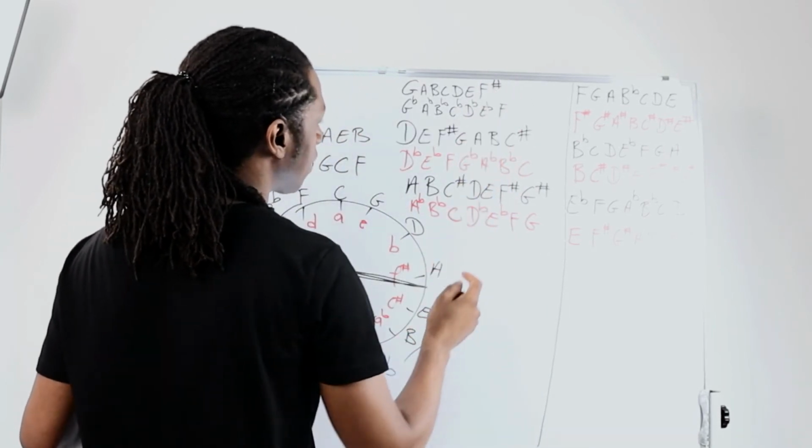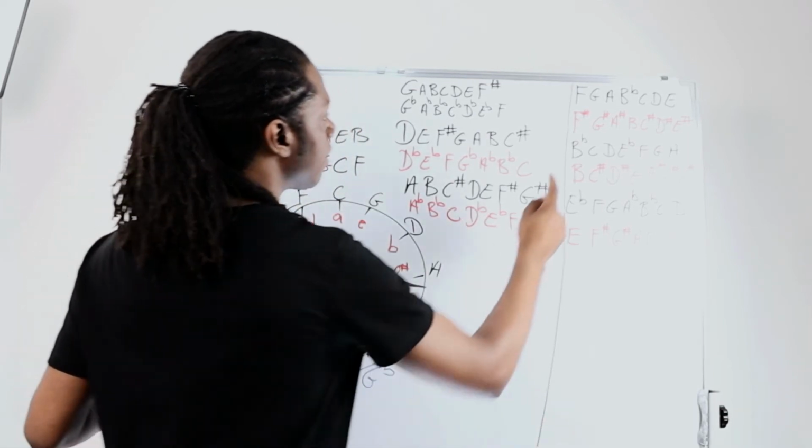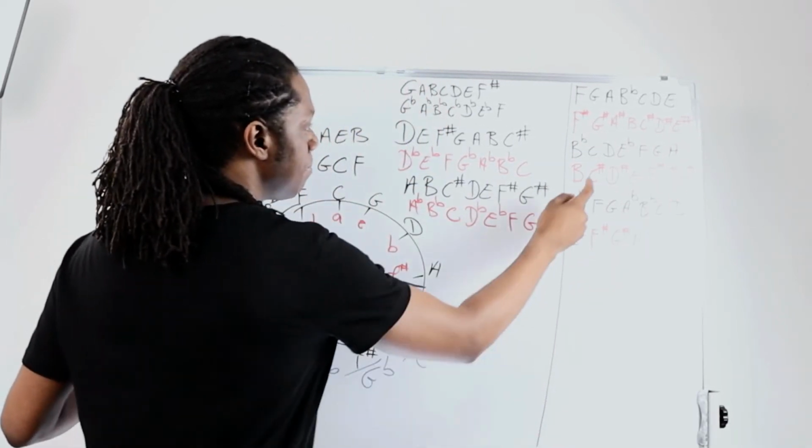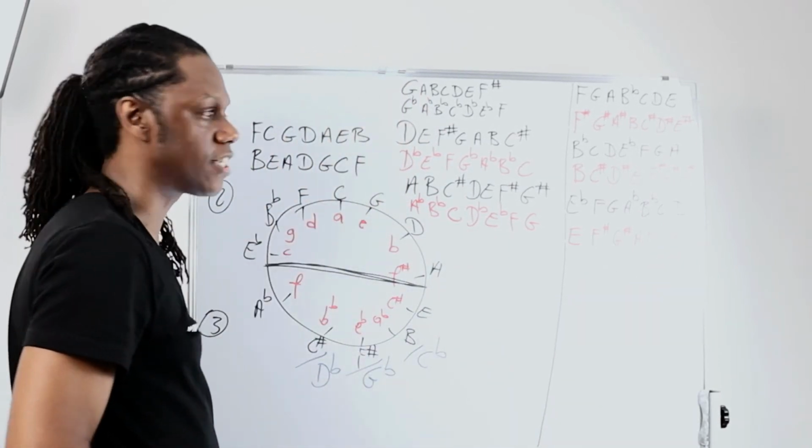So G major, F sharp. D major, C sharp. A major, G sharp. F sharp major, E sharp. B major, A sharp. E major, D sharp. The 7th degree is sharpened.